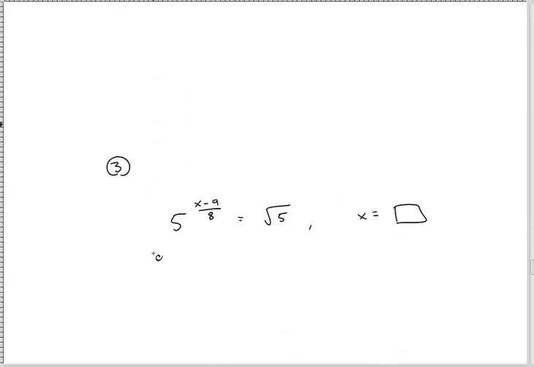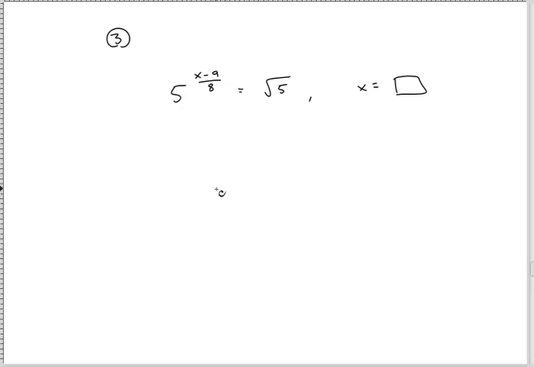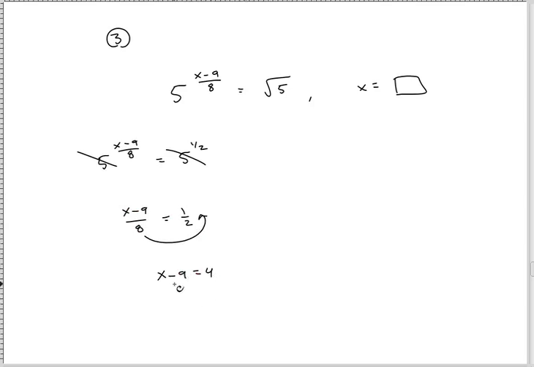Cool. Another one. Can I get a 5 on both sides? Yeah, for sure. That's 5 to the 1/2 power. Cancel your 5's. Not every problem in this section is going to be this easy. I'm just wanting to show you that there are easy ones. So basically here, if I make the 8 come over to this side, I'm going to get a 4. So I get a 4 there. Add 9 to both sides. 13.